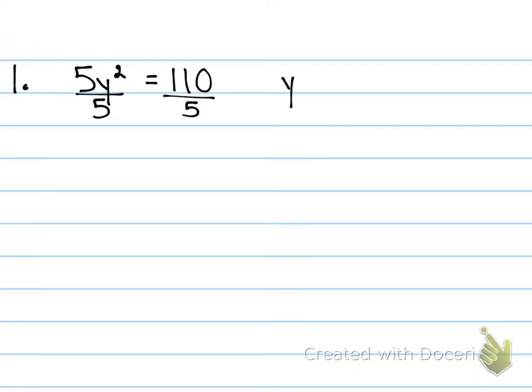Okay, so now y squared equals, what's 110 divided by 5? 22. Well, that's still not going to come out evenly, but that's okay. Now what's my next step? Take the square root of both sides. I should have written this underneath. Oh well, it's fine. Y equals positive and negative 4.7, rounded to the nearest tenth, 4.7.